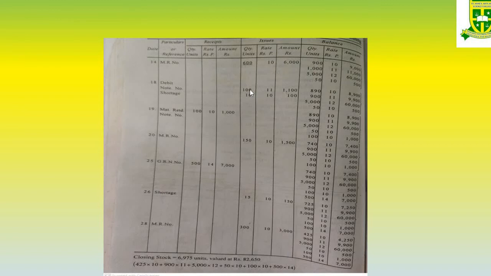The 100 at the value of 11 is available here. From 1,000 I am returning the 100. So 1,000 minus 100, what is the balance remaining? 900 only I am keeping safe. The other 100, due to defect, I am returning back to the suppliers. So 900 into 11, 9,900. This is the entry for the goods returned to the supplier.